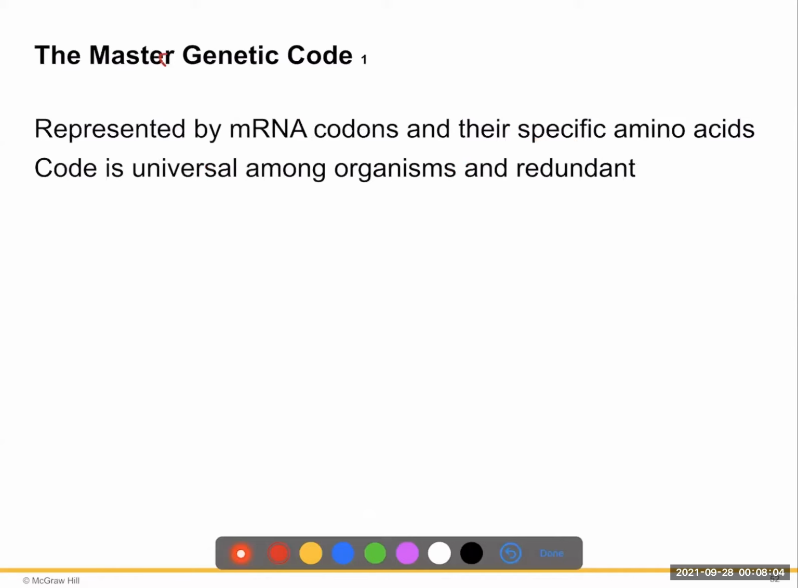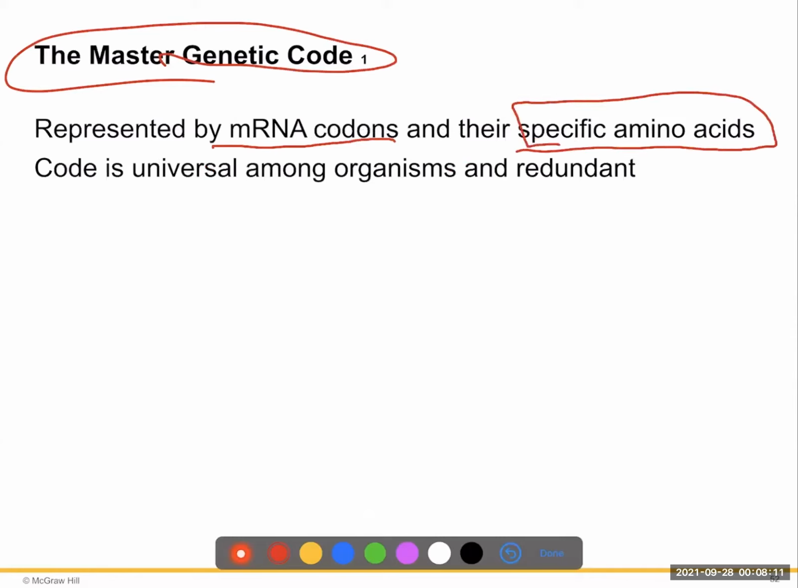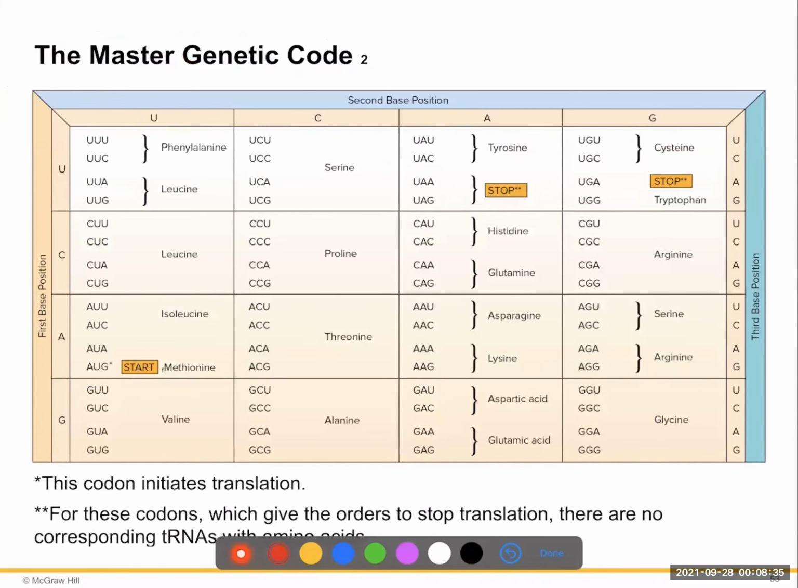The genetic code, your DNA code, is represented by the messenger RNA codons and their specific amino acids. So each codon represents a specific amino acid. Remember, there's 20 amino acids in the human, and they make up all the proteins. So this code is universal among all organisms and is redundant, which means more than one sequence can code for the same amino acid. But all organisms use the same code. They're all the same. And this is the code right here.